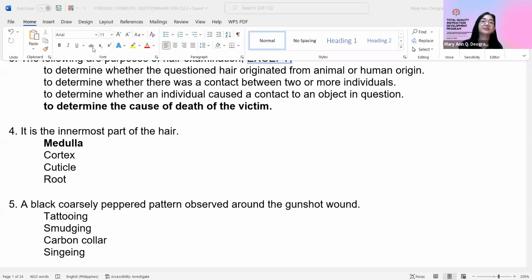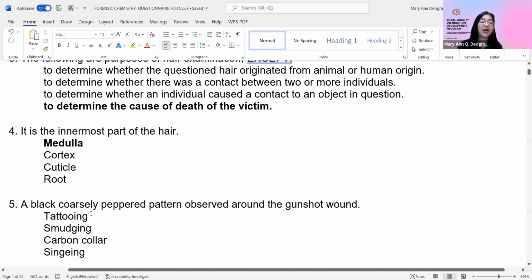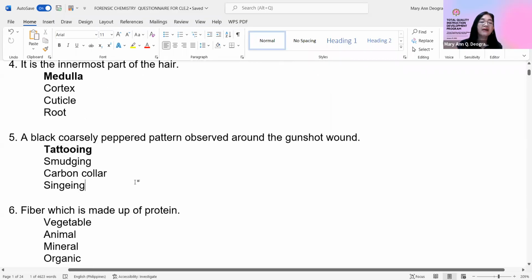What's the answer? From the word peppered, parang paminta. So tattoo. Okay, so it's tattooing. Tandaan nyo lang yung word na tattoo, or kaya paminta. Ang paminta kasi, di ba, maliliit na tuldok-tuldok ng ganyan. So that's tattooing.